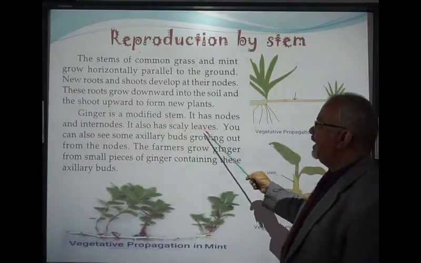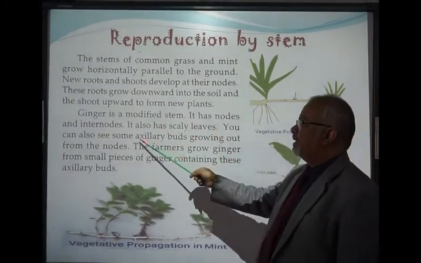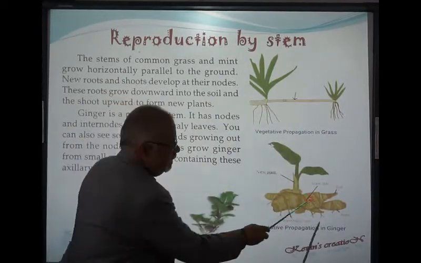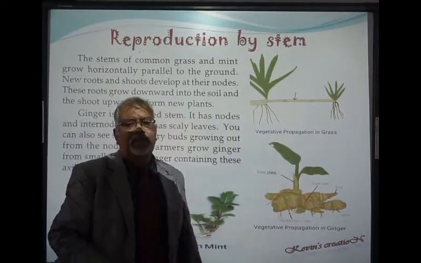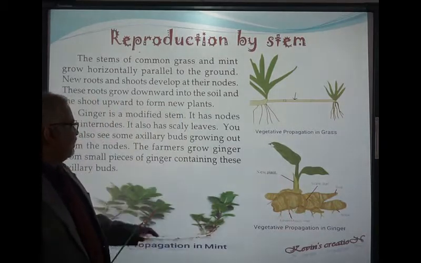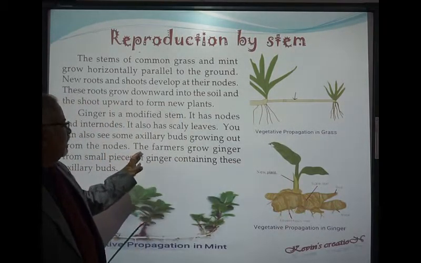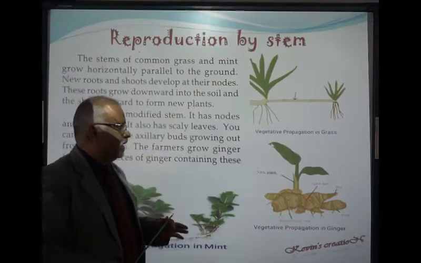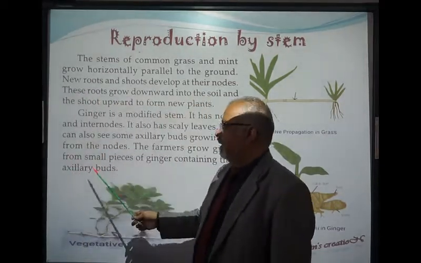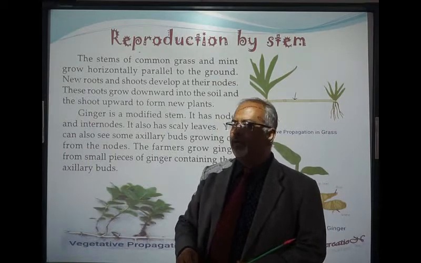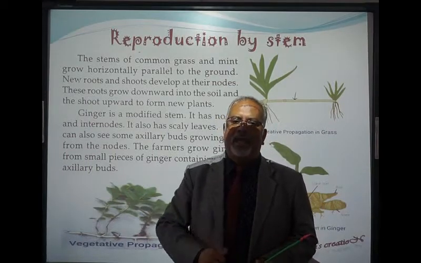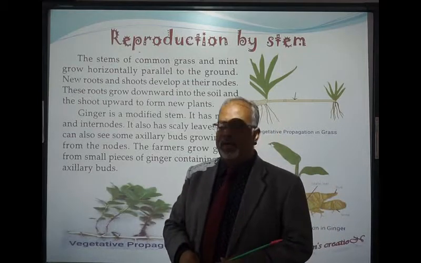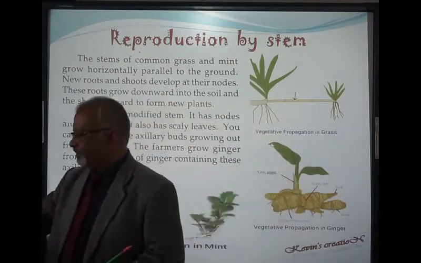It also has scaly leaves. You can also see some axillary buds. So these are the buds which turn into a new plant, growing out from the nodes. The farmers grow ginger from small pieces of ginger containing these axillary buds. So what they do, they cut it into small pieces. Each piece having a bud gives them a new plant.